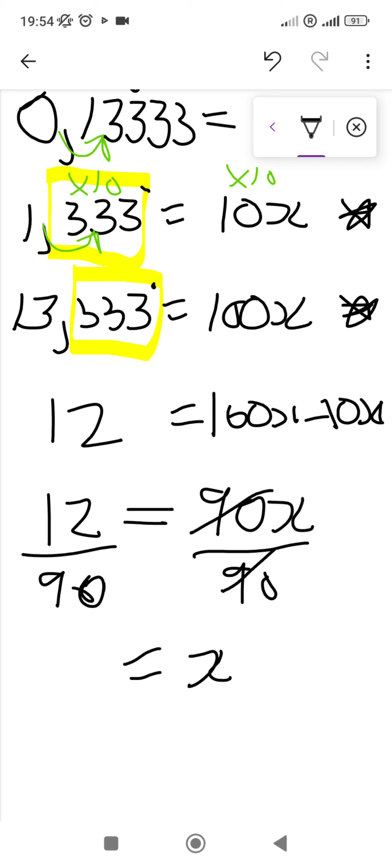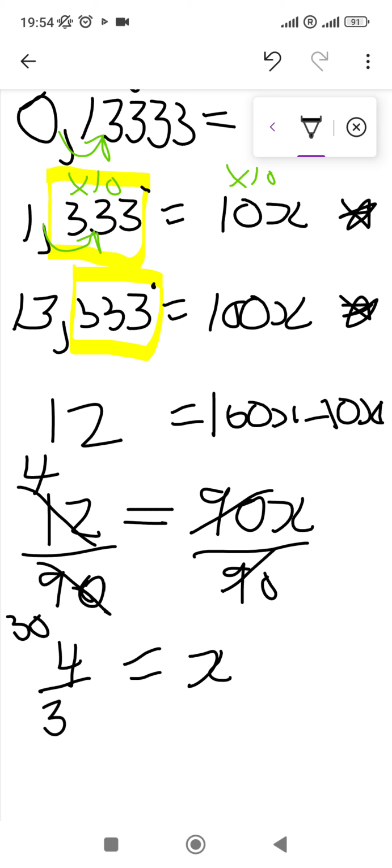3 goes into both of them, 3 goes in there 4 times, 3 goes in there 30 times. That's 4 over 30. That can even be simplified further. Yeah, you'll put all of that in your calculator and get 2 over 15.